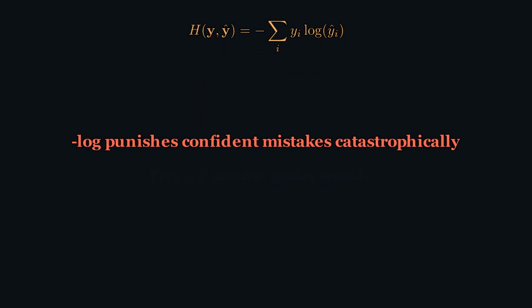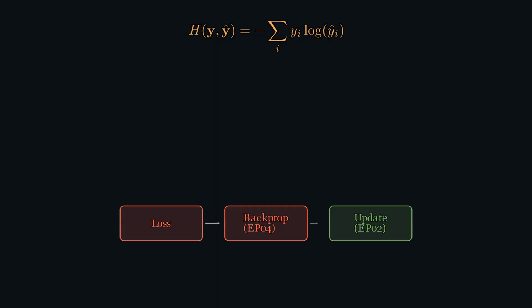Negative log punishes confident mistakes catastrophically. This is what teaches the model humility. And this loss is exactly what flows backward through backpropagation, the gradient that updates every weight in the network.